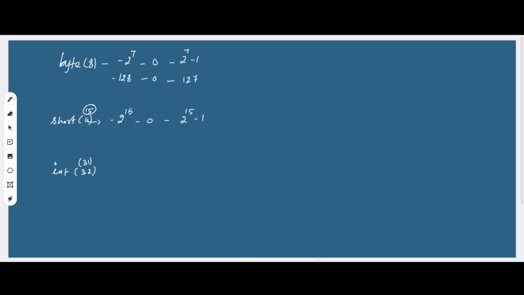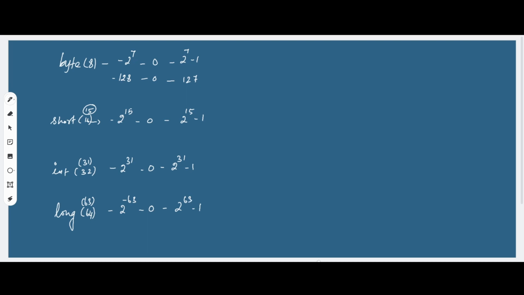Okay, so then the value will be minus 2 power 31 to 0, then 0 to 2 power 31 minus 1. Okay, so if it is long, then this is 64 bit. If you take from 0, then it will be 63, right? So the value will be minus 2 power 63 to 0 to 2 power 63 minus 1.